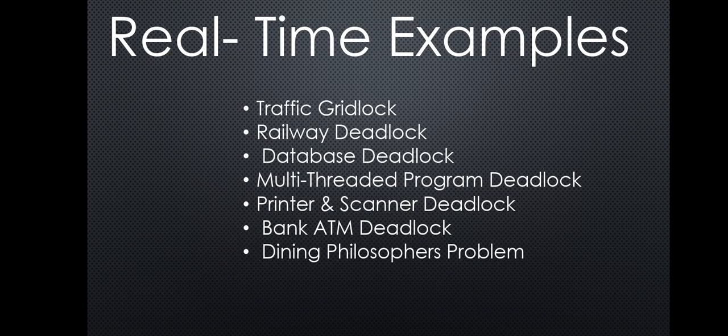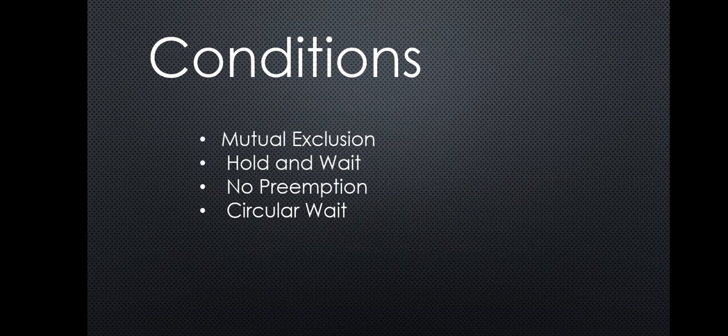Next we see real-time examples of deadlocks, like railway deadlock, traffic gridlock, database deadlock, multi-threaded programming deadlock, printer and scanner deadlock, bank ATM deadlocks, etc. What are the conditions of deadlocks? There are 4 conditions: mutual exclusion, hold and wait, no preemption, circular wait.